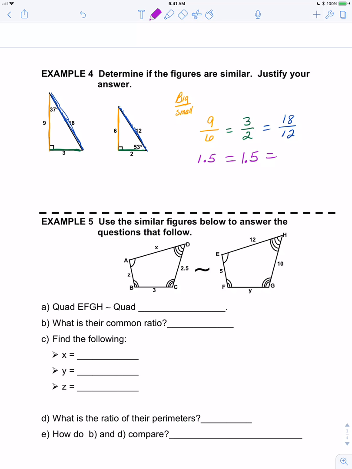Is that equal to 18 divided by 12? 1.5. So we have a common ratio of 1.5. So therefore, the two figures are similar. Now all it takes is for one of these to not be the same, then our figures would not be similar. Okay. So let's look at another example.